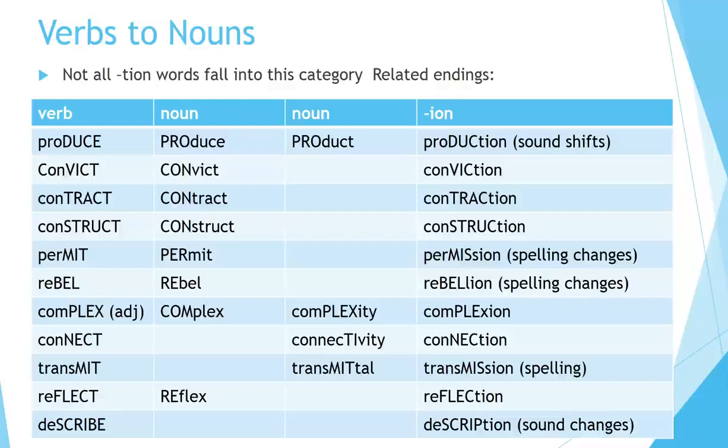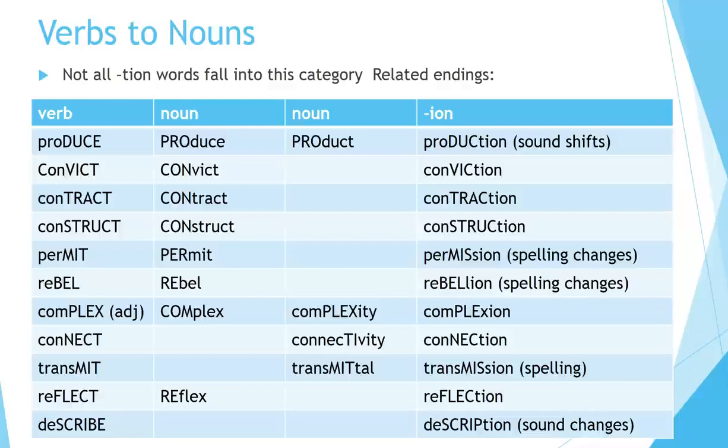Transmit, transmittal, and then transmission. Notice the spelling changes. This is like permission above, where there's an S-I-O-N and a double S before the I-O-N ending. The next one is a little bit different. Reflect, reflex. I'm not sure if these have the same root word, but the stress changes in the same way. And then reflection, where the stress comes right before the T-I-O-N ending.